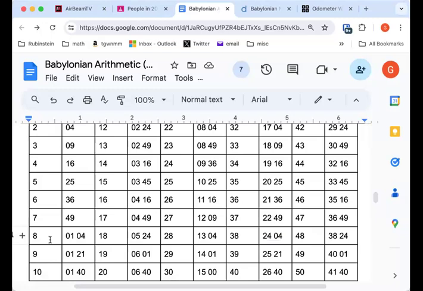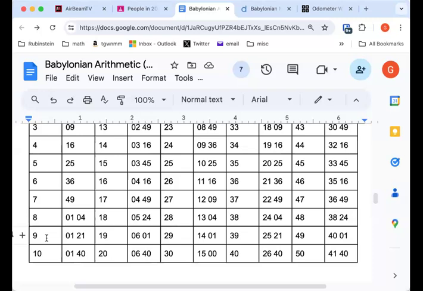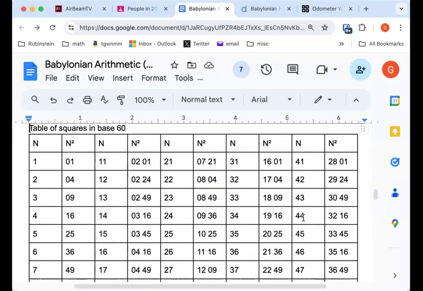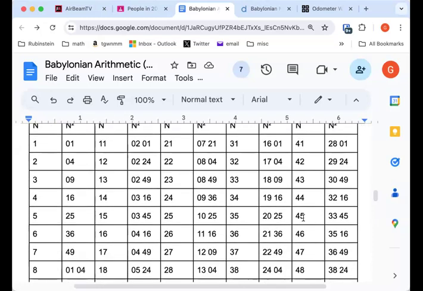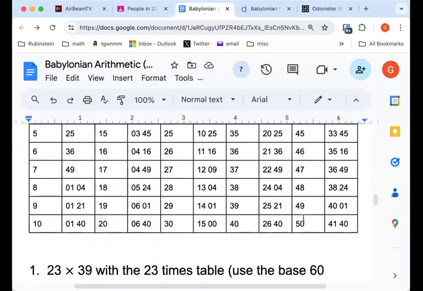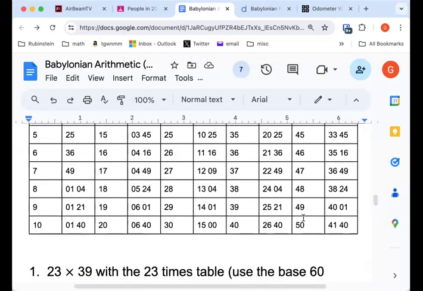But 64 in base 60 is 0104, 60 plus 4. 9 squared is 81, which is 60 plus 21, which is 0121. And they made up the table of squares for all the numbers. Here I give from 1 to 50. I should have gone from 1 to 59, but I didn't.